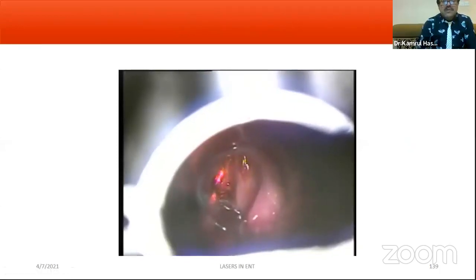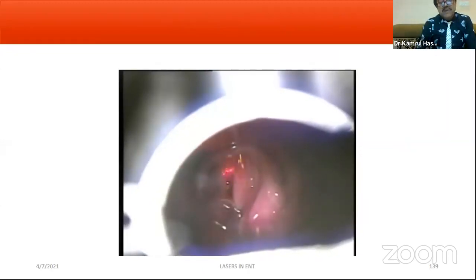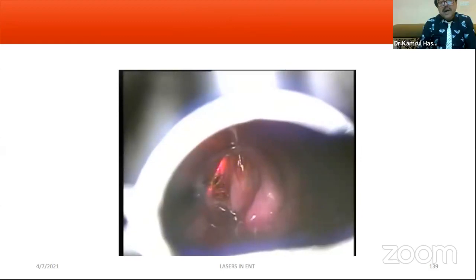This is another patient, showing the beam. The beam covers a bigger area. This is a patient with subglottic stenosis. By cutting with the beam, this is how it works.